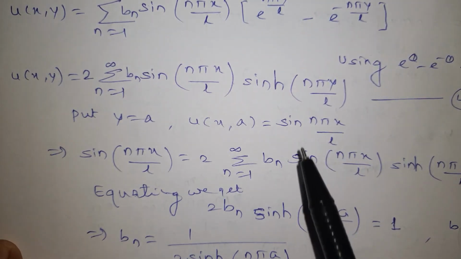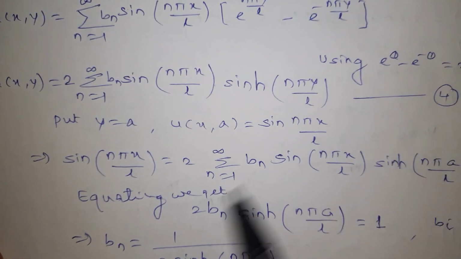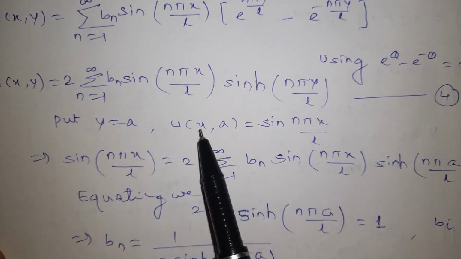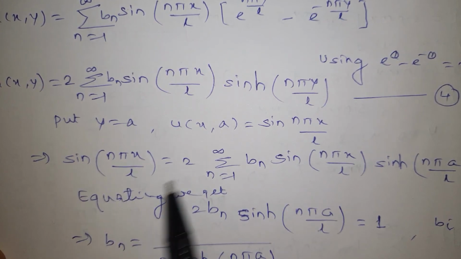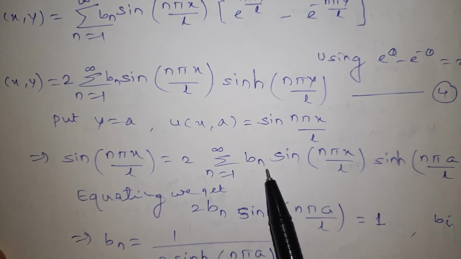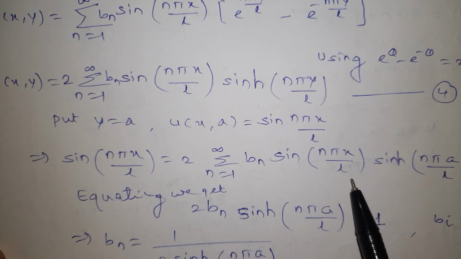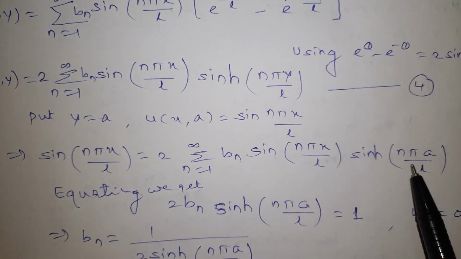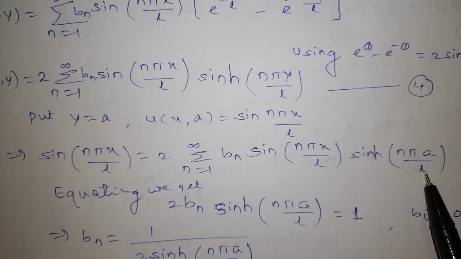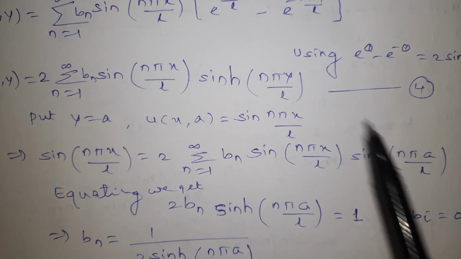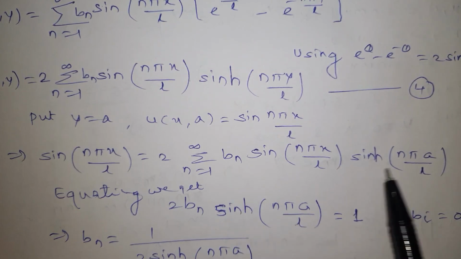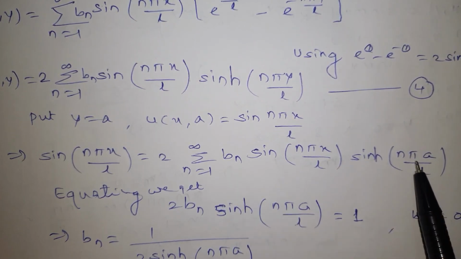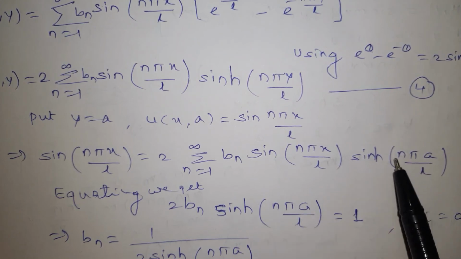Right? Now use the last condition. This is our equation number 4. Now use the last condition. Put y equal to a and u is equal to sin n pi x upon L. So here sin n pi x upon L equals 2 summation n equal to 1 to infinity bn sin n pi x upon L sin h n pi a upon L. Correct? I just put y is equal to a. Now this bn and this sin h n pi a upon L, these are constants. So we can replace them by another constant, if you want, or you can solve it directly.